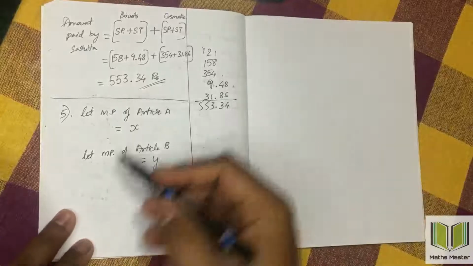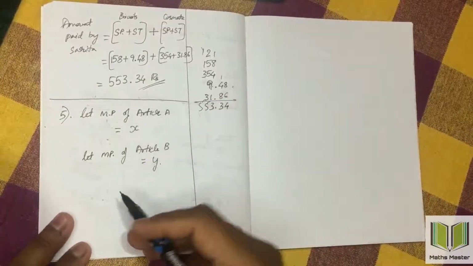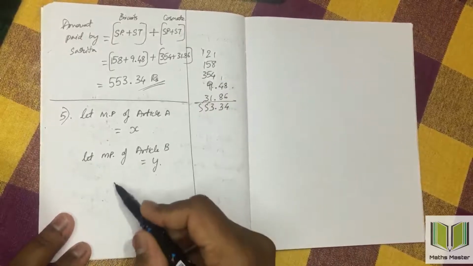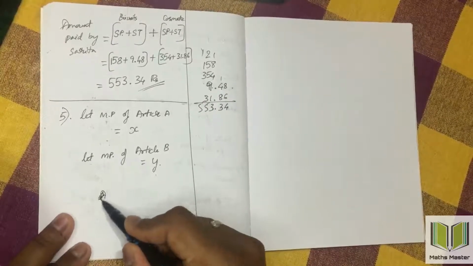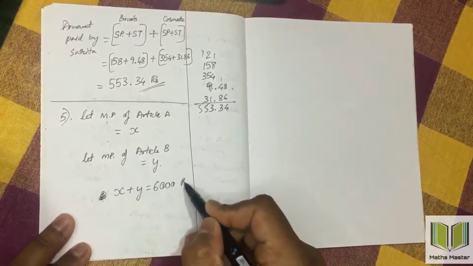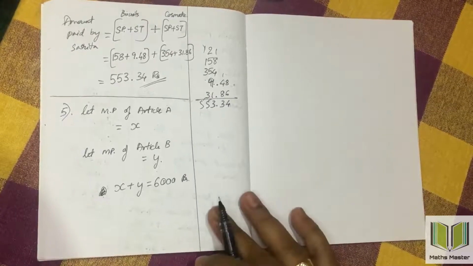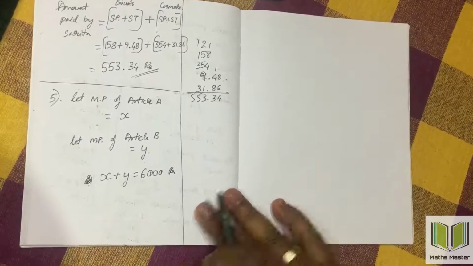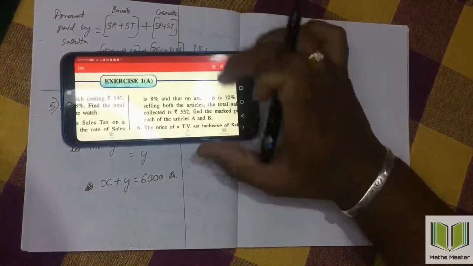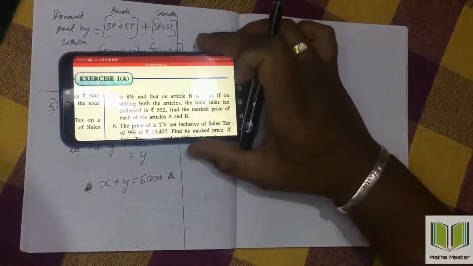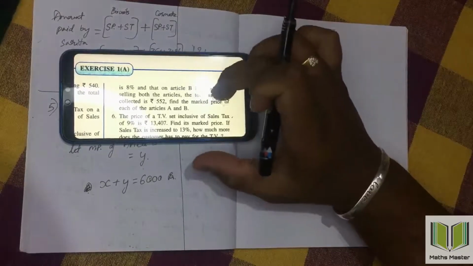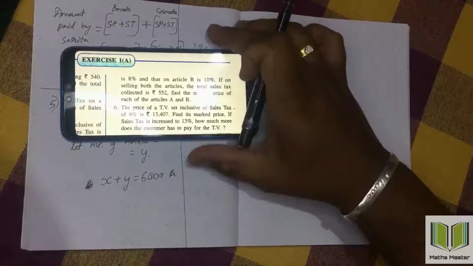Now they are saying the market price inclusive of both articles is 6,000 rupees. So X plus Y is equal to 6,000 rupees. Now the sales tax on article A is 8% and that of article B is 10%. If on selling both the articles the total sales tax collected is 552 rupees, is what they have given.